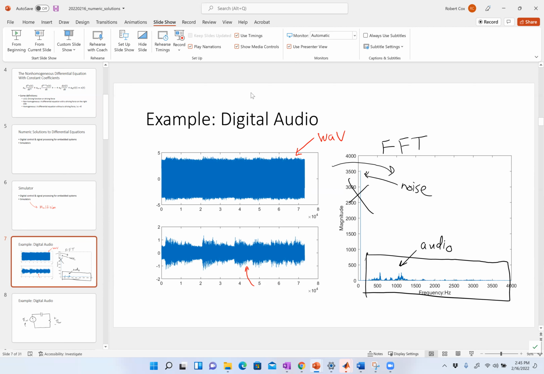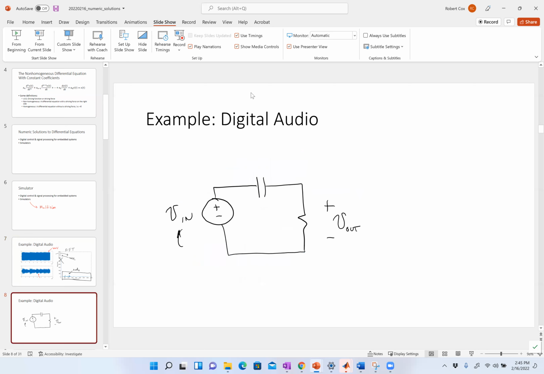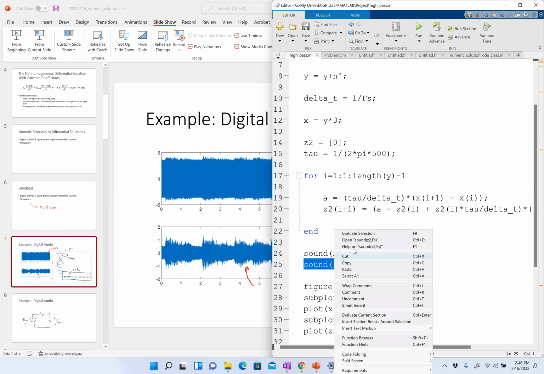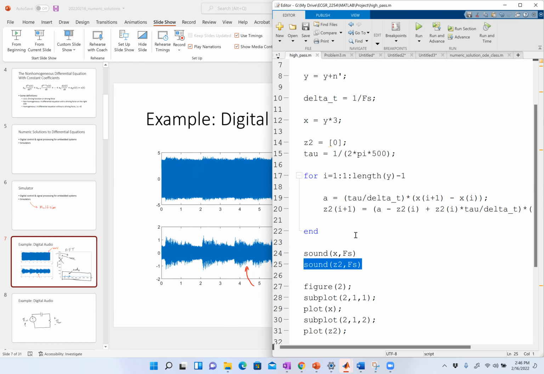And I want to do it digitally. So I want to take a digital copy, a WAV file, and process that. So when I clean it up, what I have in here is code that cleaned it up. We're going to talk about that code. But when I play the cleaned up version of it, the noise is gone.